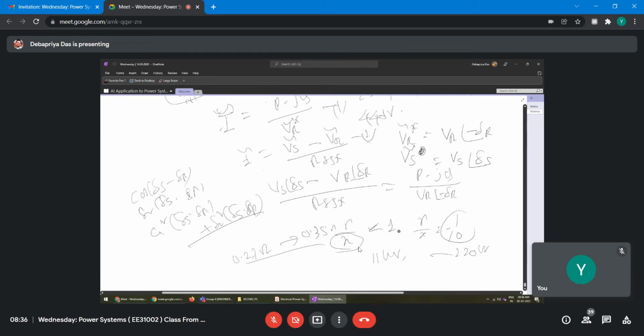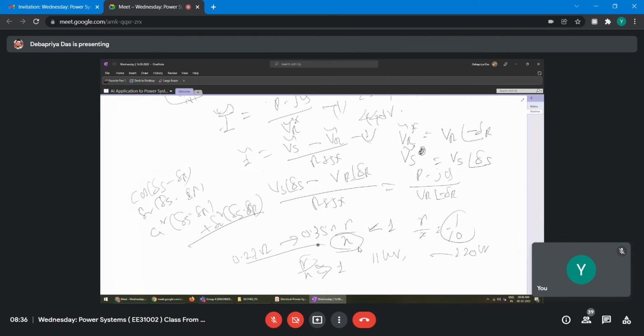But resistance for low tension voltage side is very high compared to that. At that time the R by X ratio may become 2 or 3, R is higher, because power loss will be more at the low tension voltage. Because if you look into the cross section of the conductor at the low voltage side, compared to high tension side it is much less, right?